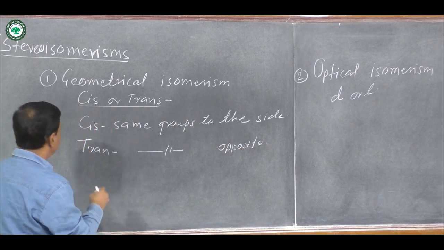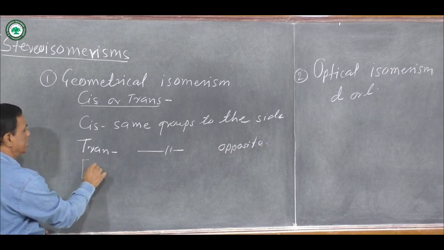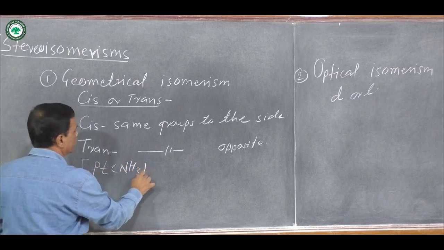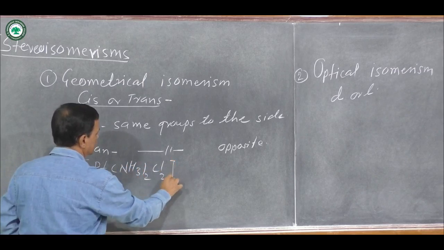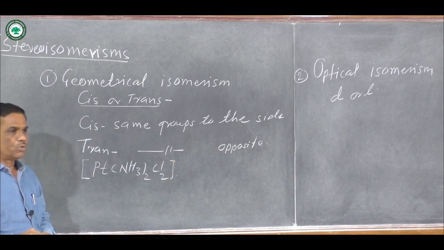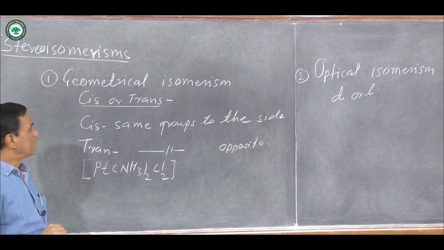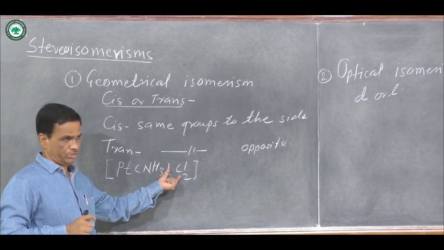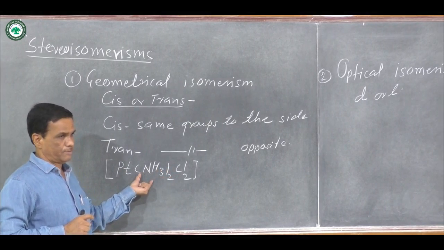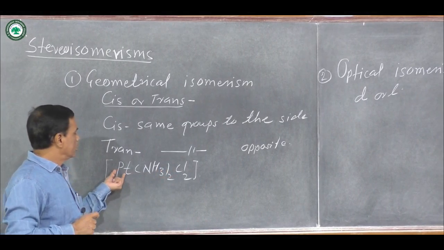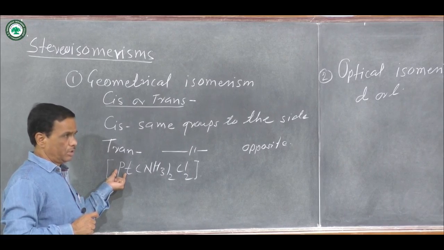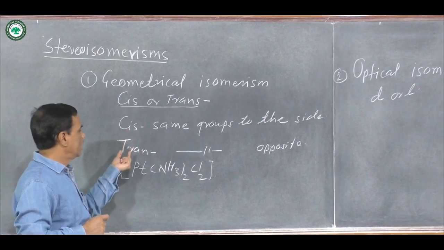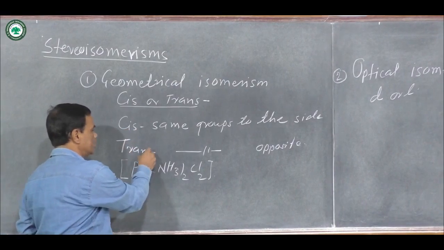An example is a coordination compound, Pt(NH3)2Cl2. There are two forms of geometrical isomers of this compound, Pt(NH3)2Cl2. This compound is an anti-tumor drug and it occurs in two forms. One is known as the cis form and the second is known as the trans form.